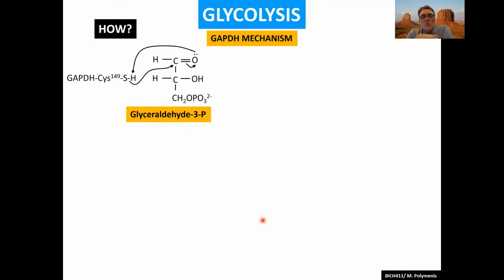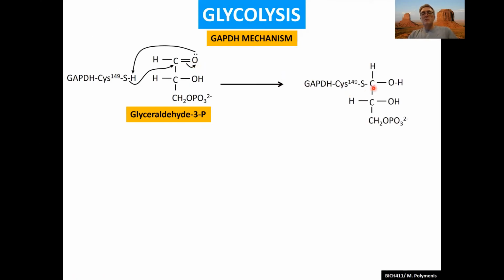But before we get to that, this is how GAPDH does it. There is a cysteine, so that's a sulfhydryl right there on the enzyme. It will attack the carbonyl carbon. The electrons of the double bond will bounce onto the oxygen, and you will end up with something like this: one carbon, a sulfur, an oxygen, and a proton on the other end.